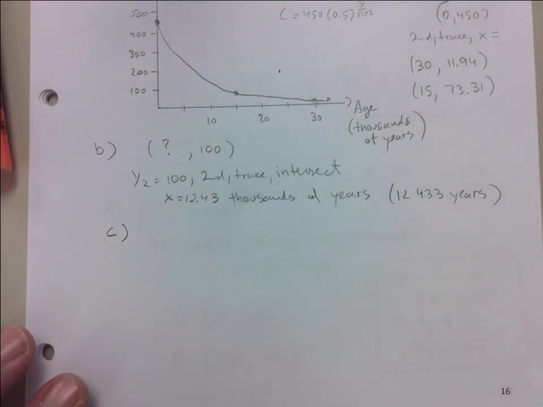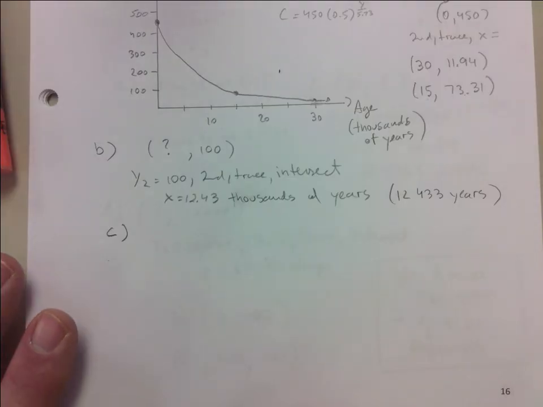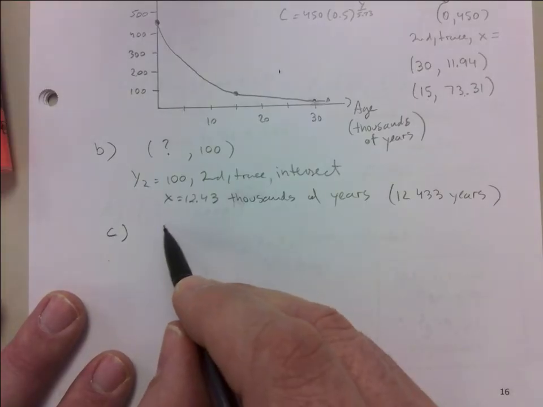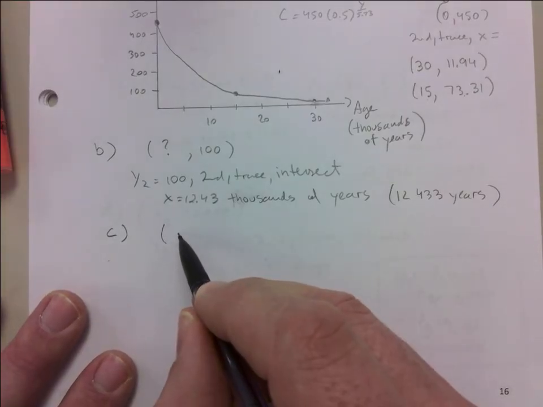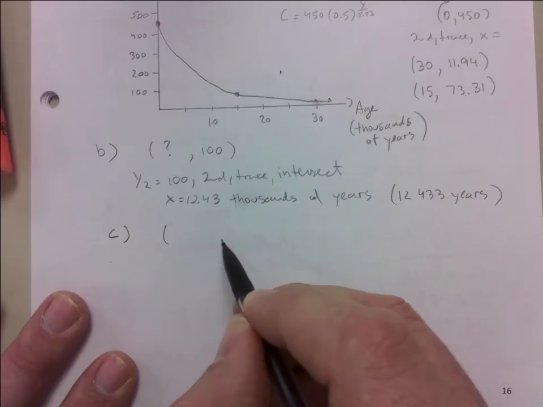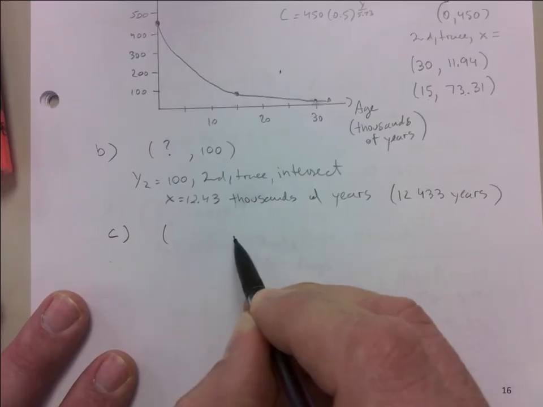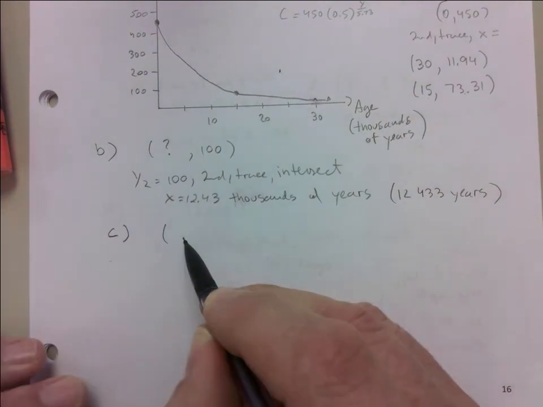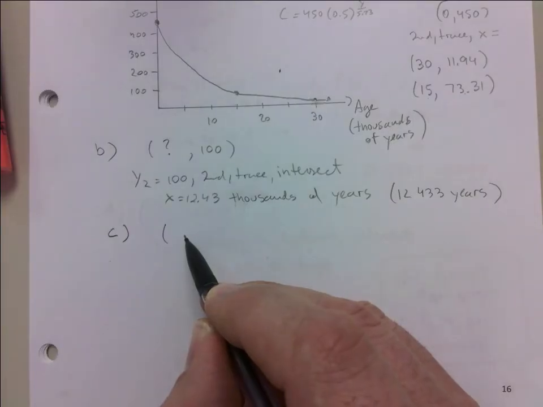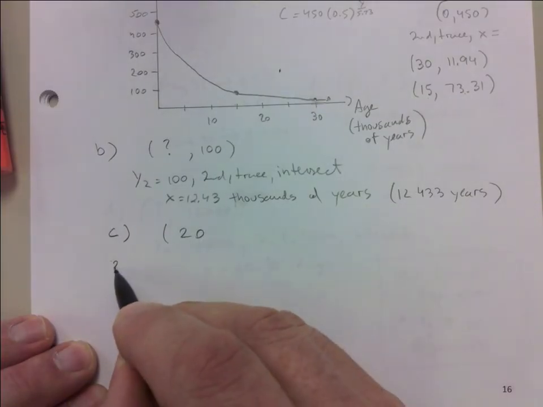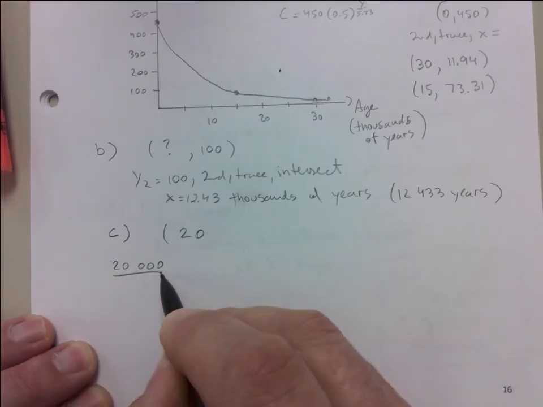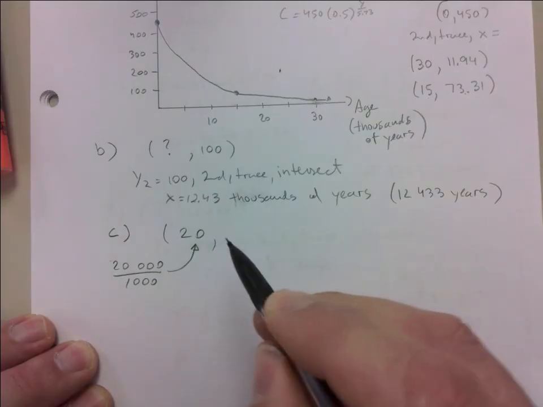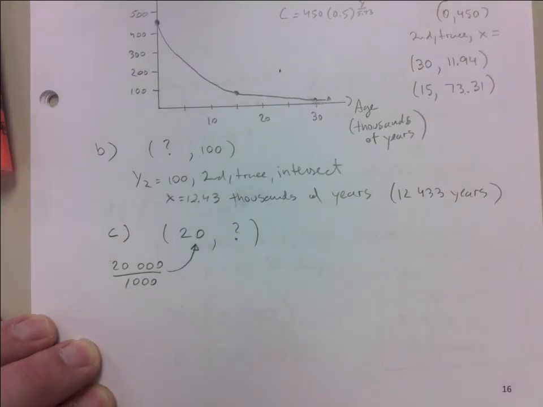Part C is asking what concentration of C14 would an object that is 20,000 years old have? Okay, so can I put 20,000 in here? Nope, I gotta go 20, okay? So if they say 20,000, then you need to go 20 here. So 20,000 over 1,000. You need to go 20 in this case. So you wanna know what the concentration is.